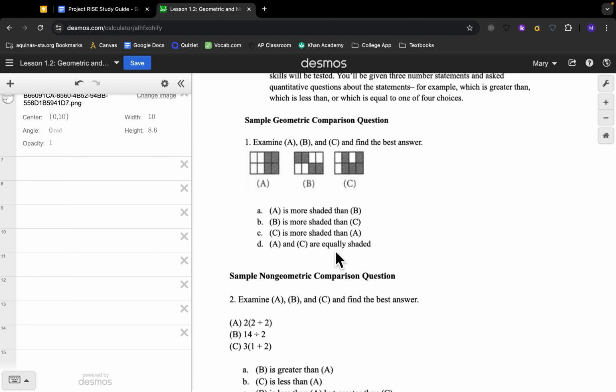That's true because A is also shaded 1/2, C is shaded 5/8, and 5/8 is more than 1/2. And then we know that A and C are not equally shaded because C is shaded more. So our answer for this first problem is option C.